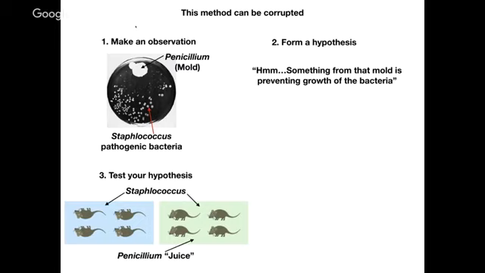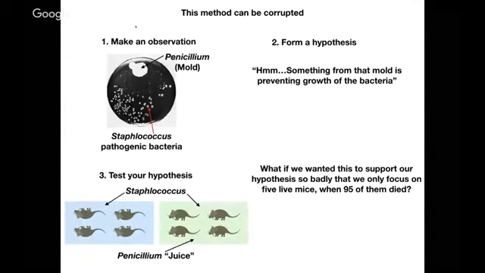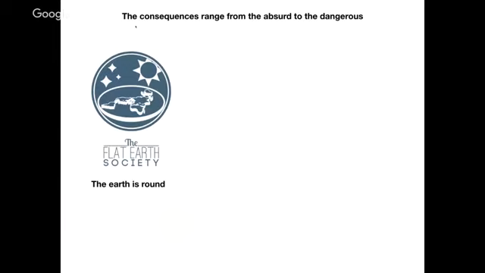with this potential antibiotic. But instead of counting all of them, what if 95 out of 100 of those injected mice that had Staphylococcus as well as the penicillin died, but only 5 of them lived? But instead of reporting that, we just focused on those 5 that lived to support our hypothesis. Would we be right in doing that? If 95 out of 100 of them died, even if they got the penicillin juice, how might that change our conclusion? So if there was a vested interest in the outcome of the experiment, this method could be corrupted, correct? And the consequences from this can range from the absurd to the dangerous.